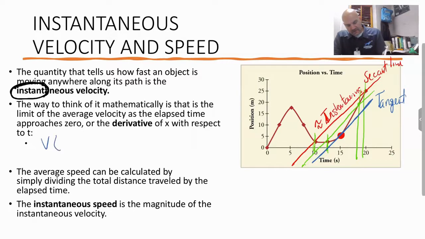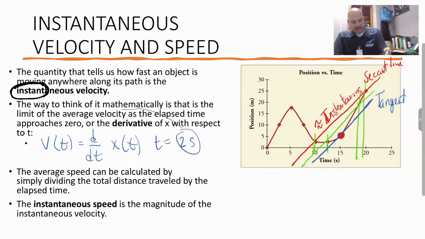So we say that the instantaneous velocity at a particular moment in time is simply the derivative of position at that time, right? So you may be given t equals 2 seconds, and once you have the function, you plug that time in after taking the derivative, okay? Now, the average speed is simply calculated by dividing the total distance traveled by the elapsed time. That doesn't change between a Physics 1 versus a Physics C method.